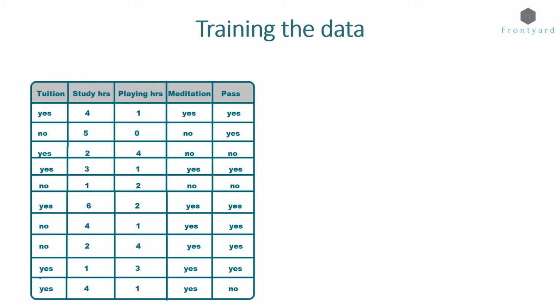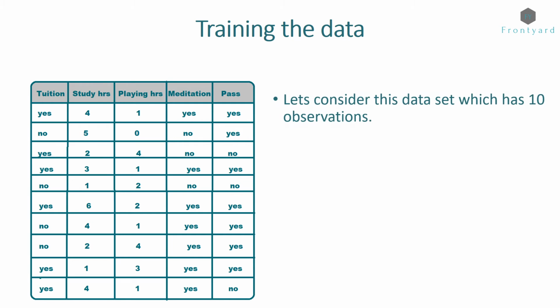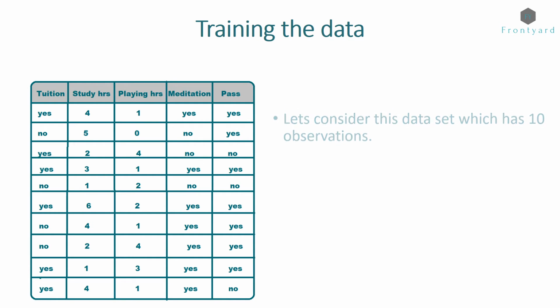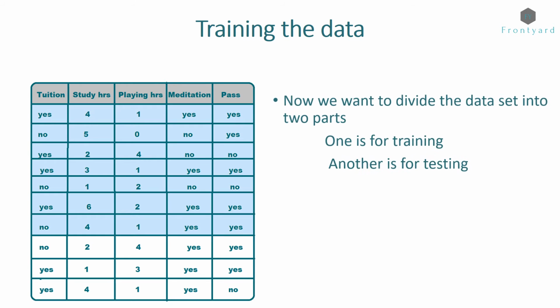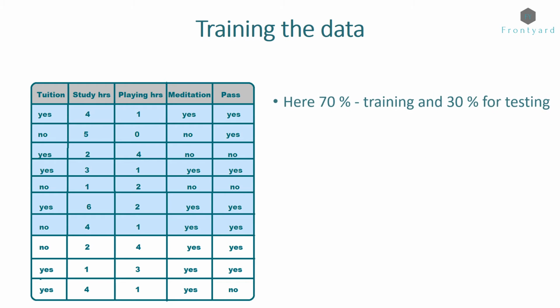Consider this is the data, and by using it we are going to build a model. Let's consider this data set which has 10 observations. Now we want to divide the data set into two parts. One is for training and another is for testing. The training is like giving portions for you, and testing is like conducting the slip test. Here 70% is for training and 30% is for testing. You can also split like 60:40 or 50:50. It depends on your data.